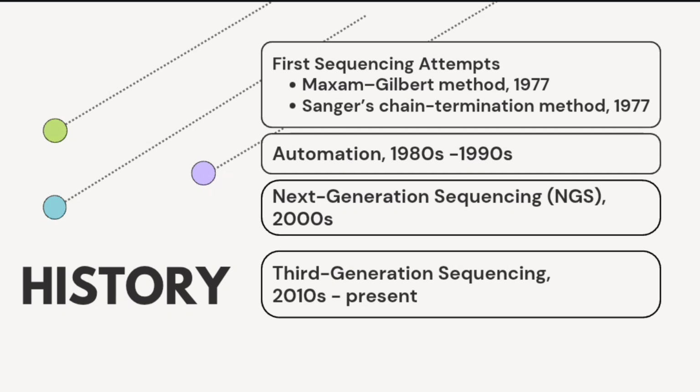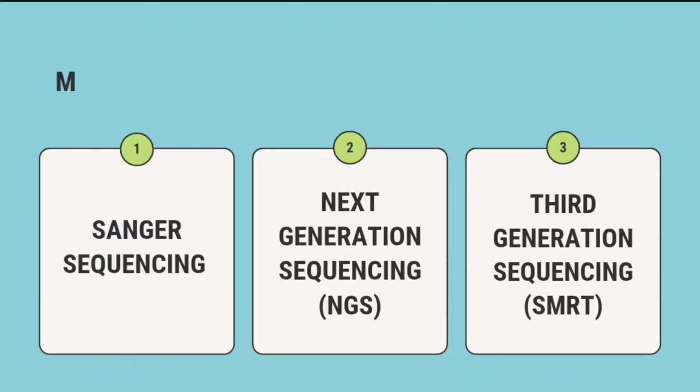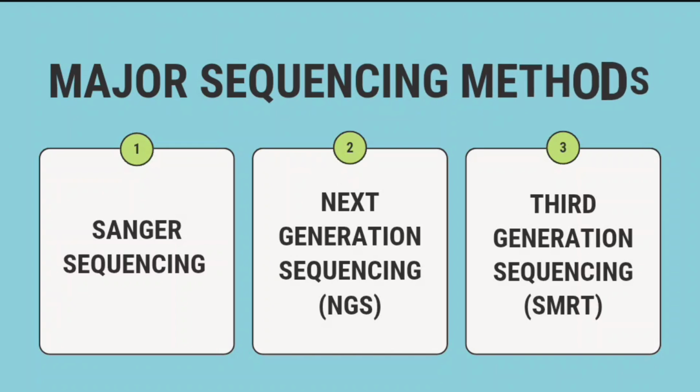which enable ultra long reads. If we talk about the major sequencing methods, then it includes Sanger sequencing, next generation sequencing, and third generation sequencing or SMRT. Let's have a look at each of the techniques in a nutshell.